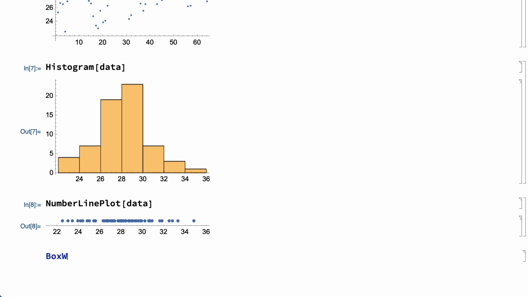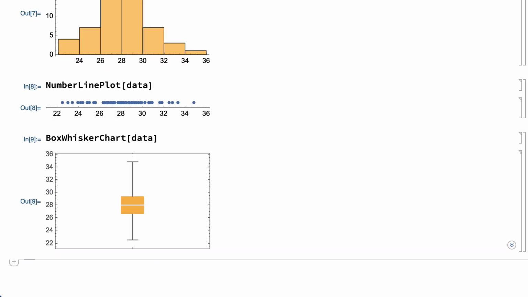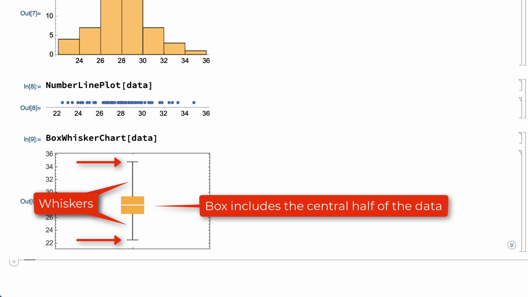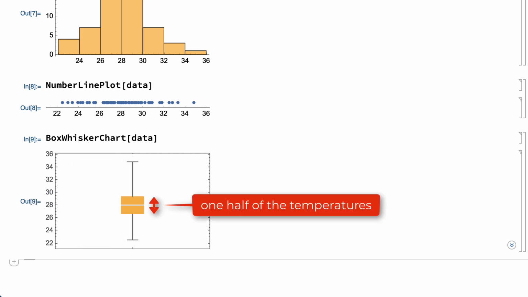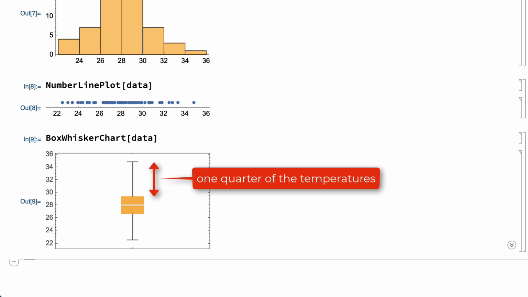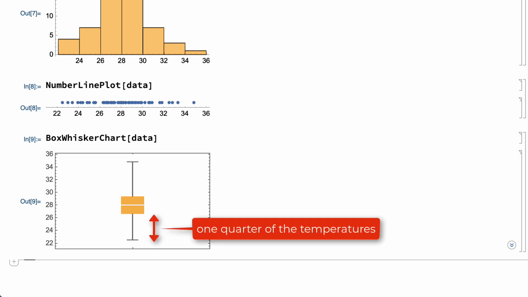A related plot is a box-whisker chart, generated here using the box-whisker chart function. The box-whisker chart includes lines called whiskers that extend from the minimum temperature to the maximum temperature, and a box where the height of the box shows the range that includes the central half of the measurements. In this example, half of the temperatures fall within the box, 1/4 of the temperatures fall along the whisker above the box, and 1/4 of the temperatures fall along the whisker below the box.